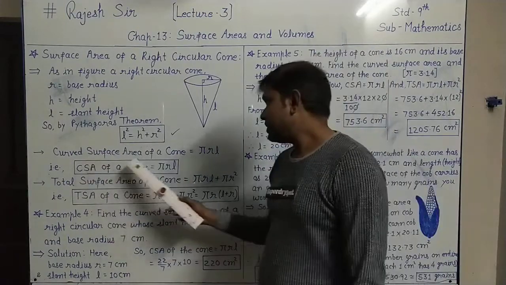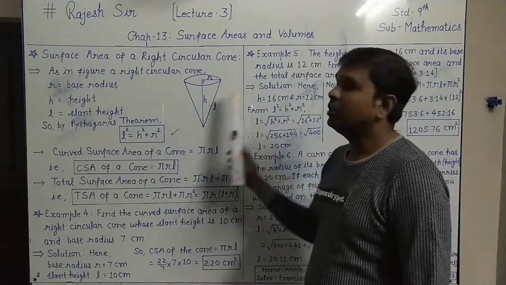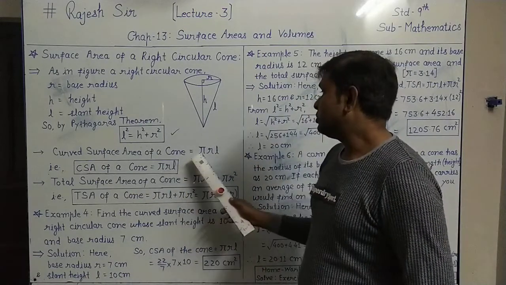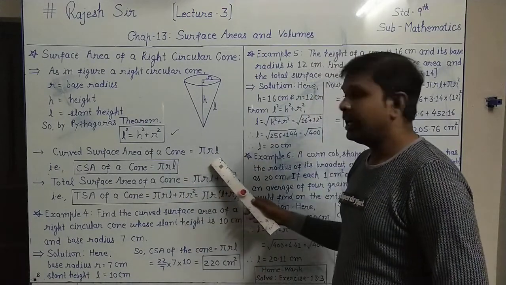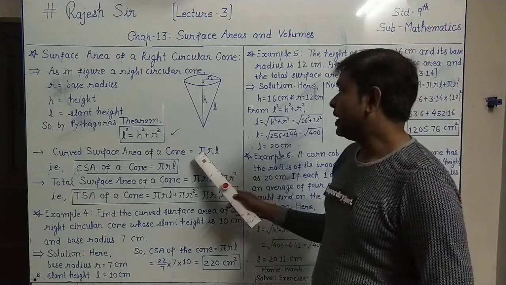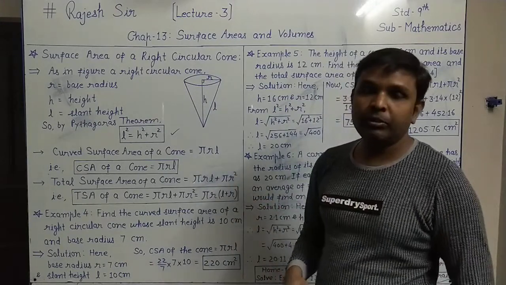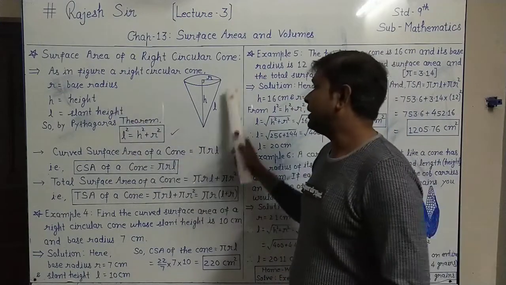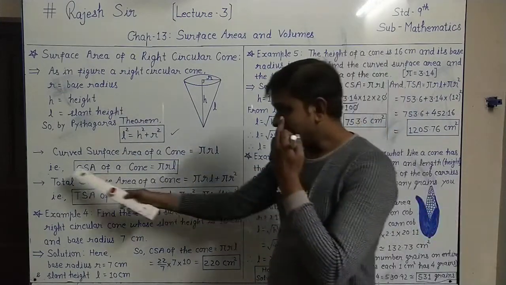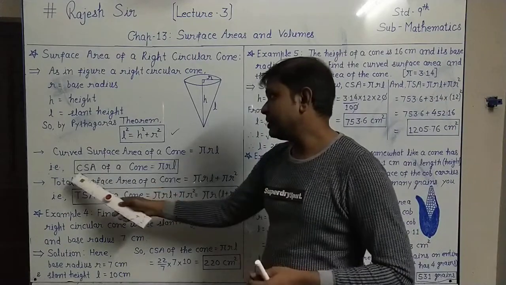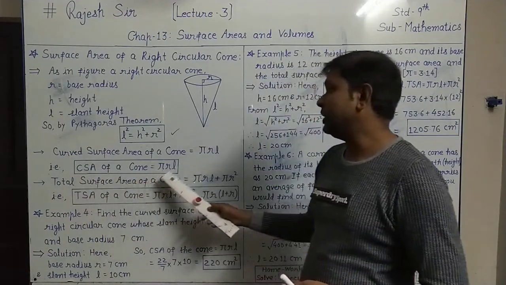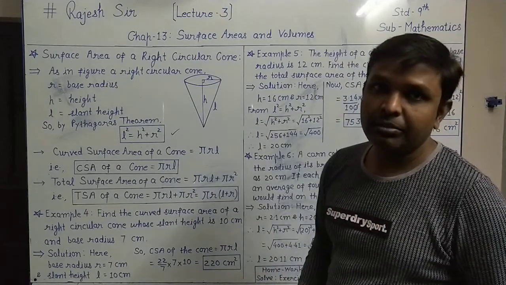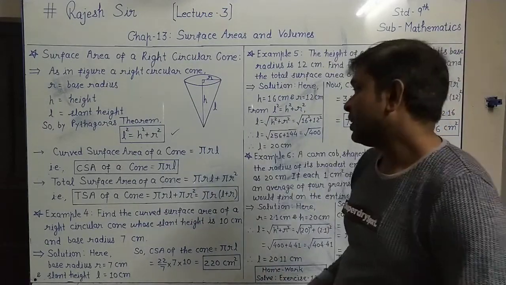Now, the curved surface area of a cone, that is only the curved surface area of the cone, equals pi into r into L, where pi is 22 by 7 or 3.14, r is the base radius and L is the slant height. So in short, the curved surface area, CSA of the cone, is pi rL. So CSA of cone we have to remember as pi rL.